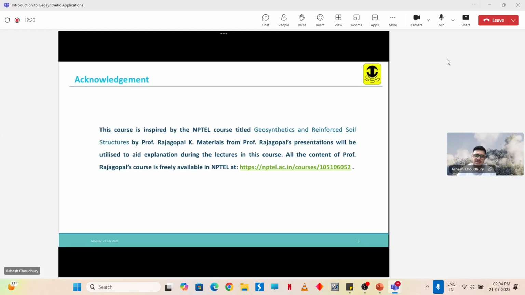Before I begin, I would like to mention that this course is inspired by the NPTEL course titled Geosynthetics and Reinforced Soil Structures by Professor Rajagopal. Materials from Professor Rajagopal's presentations will be utilized with explanation during the lectures in this course. All the content of Professor Rajagopal's course is freely available on the NPTEL platform, and you can access it using this link.